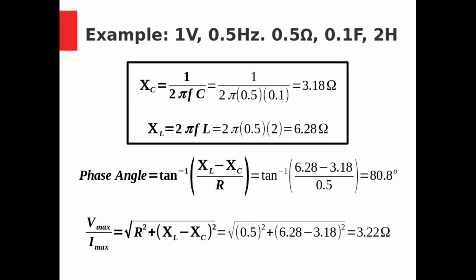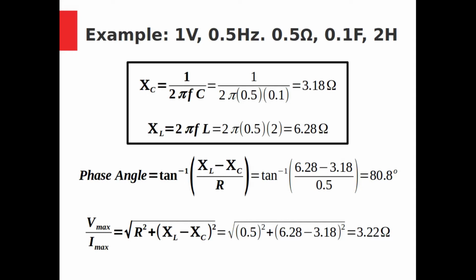Let's see an example. Suppose you have a 1 volt AC generator operating at a frequency of 0.5 Hz, meaning the armature makes one complete cycle every 2 seconds. The circuit also contains a 0.5 ohm resistor, a 0.1 farad capacitor, and a 2 Henry inductor.